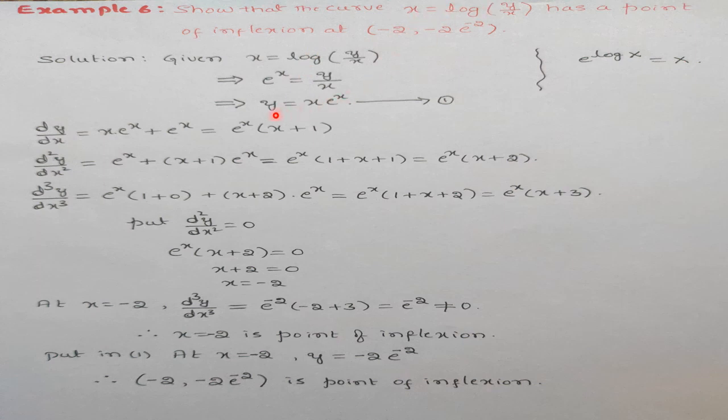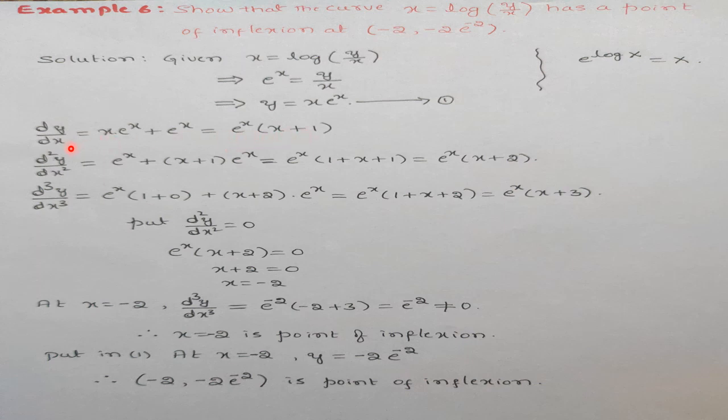Here, differentiation of this one, dy by dx. In the RHS we have two functions. x is one function, e power x is another function. By product rule, first function as it is, differentiation of second function e power x is e power x only, plus second function e power x as it is, differentiation of first function is 1. Here e power x is common, remaining is e power x into x plus 1.